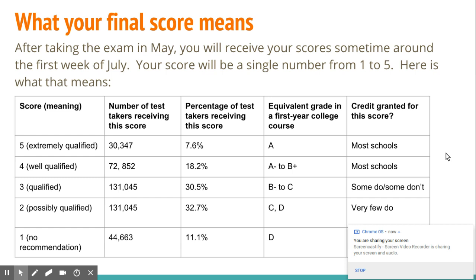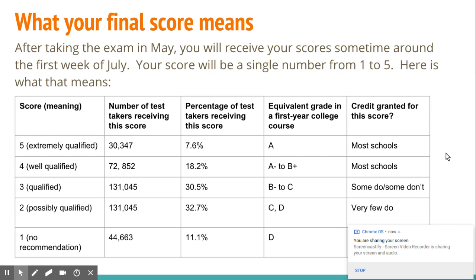In terms of what your final score means, it's really going to depend on what college you're going to. In general, most colleges are going to take a 5 or even a 4. Some take a 3, very few are going to take a 2, and most will not take a 1.